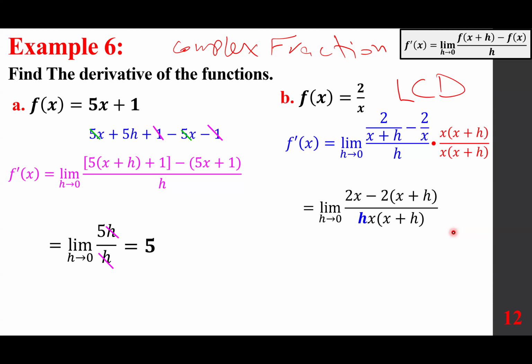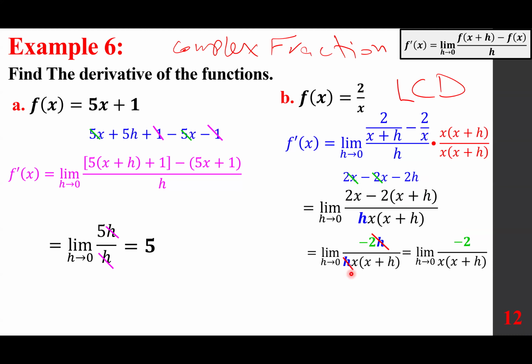So what do we get? Let's distribute. This is 2x minus 2x minus 2h. These two cancel each other. h and h cancel out. And now, again, you have to keep the limit here so you can replace the h with 0. If you do so, you get minus 2 over x squared. So f prime of x is minus 2 over x squared.